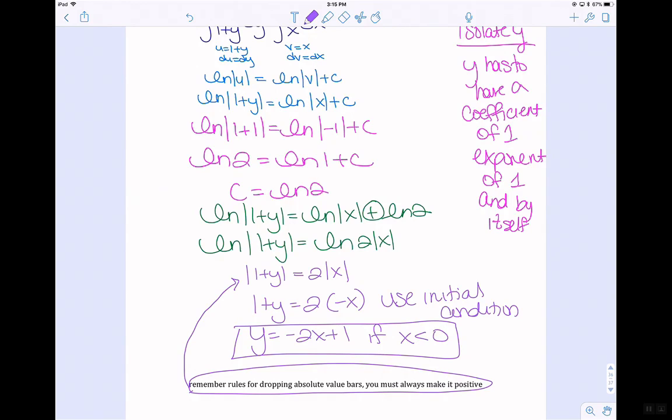And what you notice is that my solution here, y equals negative 2x minus 1, has y by itself, so nothing being added or subtracted to y. Y has a coefficient of 1 and an exponent of 1. If you want to receive all of the points possible, you will have to write all of your equations this way. This is worth up to like 7 points on a free response test.